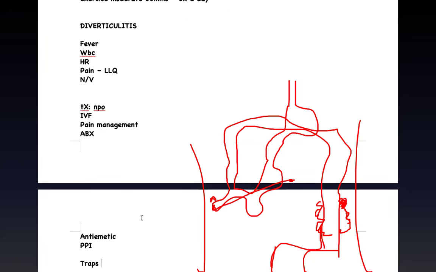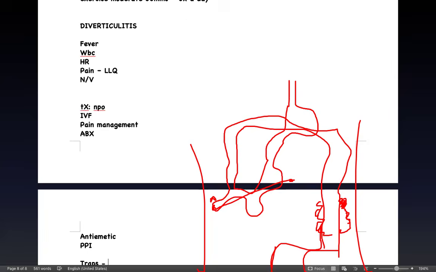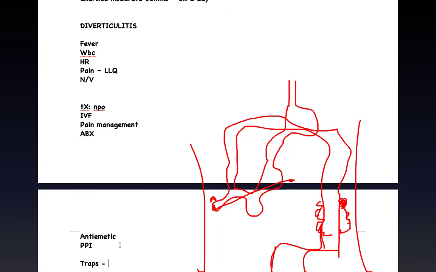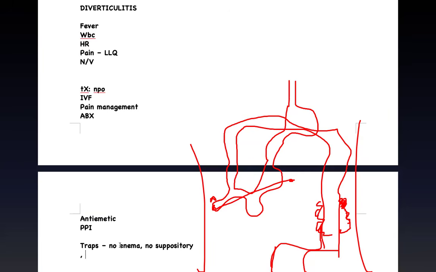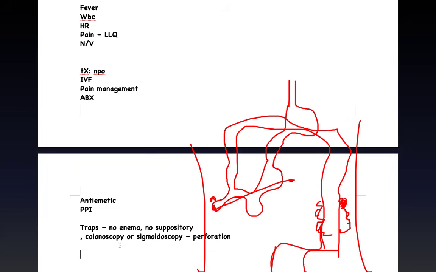What are the traps related to this? Because there's inflammation of the colon, nothing goes below the rectum. So no enema, no suppository, okay, and no colonoscopy or sigmoidoscopy because it's going to cause perforation. The treatment usually, they don't need surgery most of the time. This is going to resolve with just keeping them NPO and IV fluid.